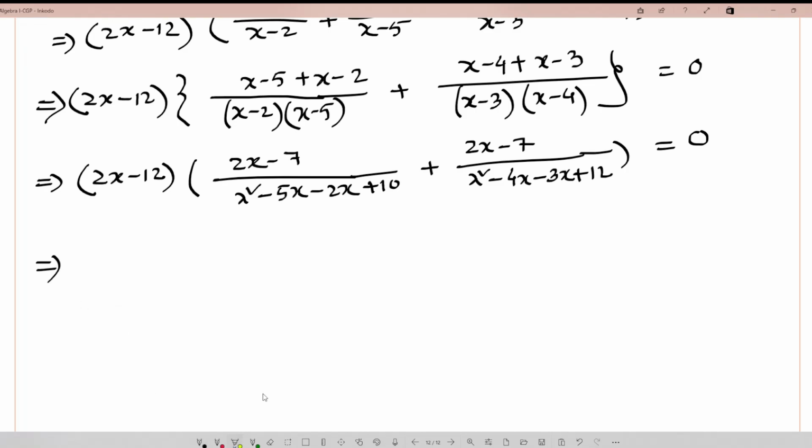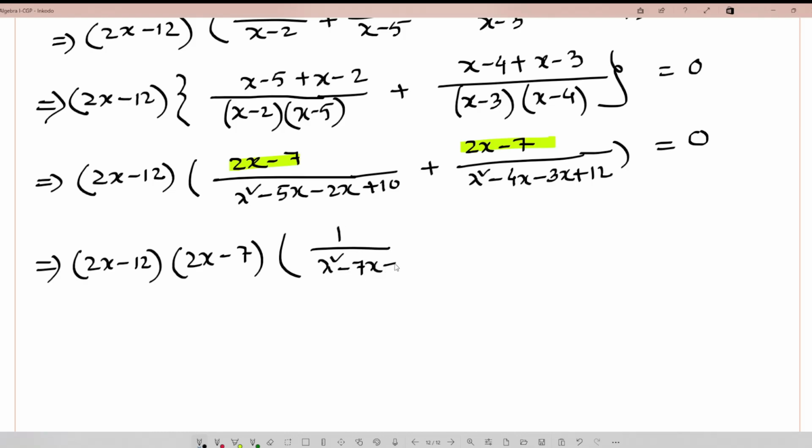Now we can take common 2x minus 7 because in both numerators there is 2x minus 7. So 2x minus 12, and we can take common 2x minus 7. So here is 1 divided by x square minus 7x plus 10, and here is 1 divided by x square minus 7x plus 12 equals to 0.